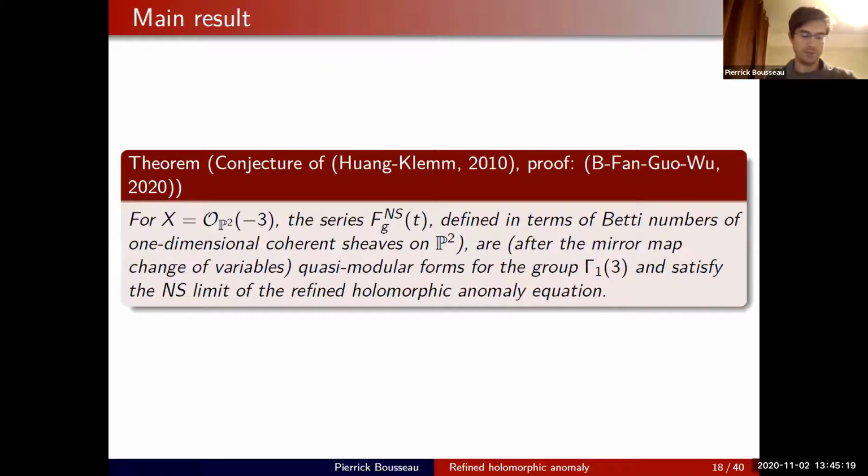Okay, and so the main result of this talk, which was essentially on the physics side conjectured explicitly by Wang and Klemm, is that for local P2, the series FG NS of T, which are defined in terms of Betti numbers of some moduli space of D2-D0 branes, so mathematically some coherent sheaves on P2, are quasimodular forms for the group gamma 1 of 3, and they satisfy the expected refined holomorphic anomaly equation.